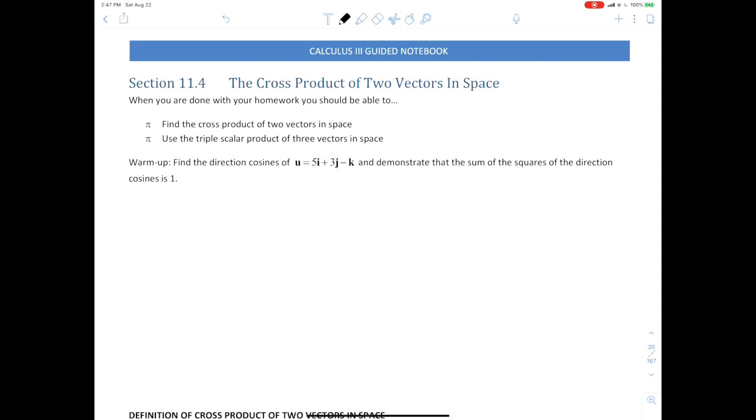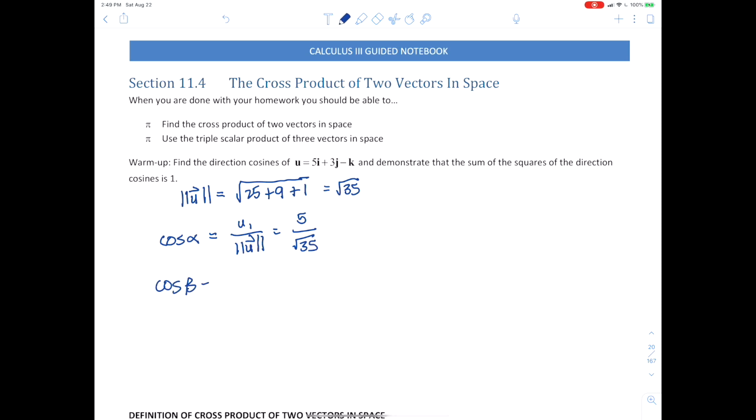So let's check it out. The magnitude of u is one thing we'll need, and that's going to equal the square root of 25 plus 9 plus 1, which is root 35. So cosine alpha is u1 over the magnitude of u, which is 5 over root 35.